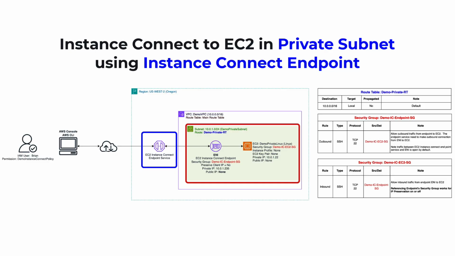The way this works is that the EC2 Instance Connect service deploys an Elastic Network Interface, or ENI, into one of your subnets inside your VPC. Then, Instance Connect uses this ENI to establish a connection to your EC2 within a private subnet. So let's build a solution to see how this works.